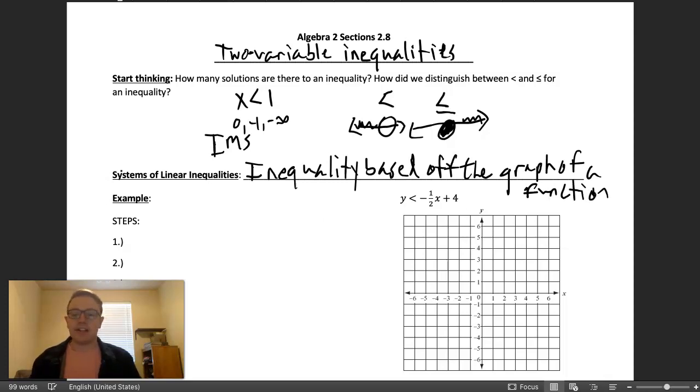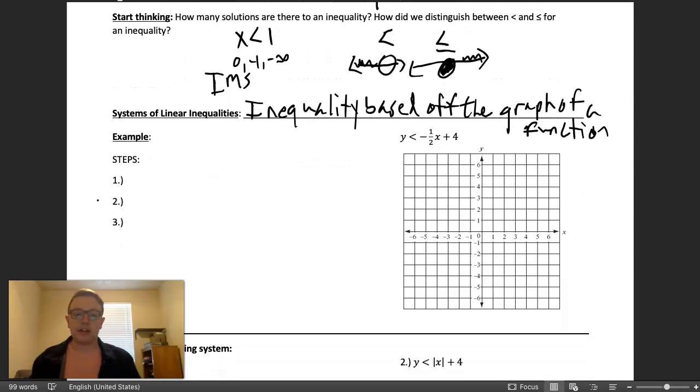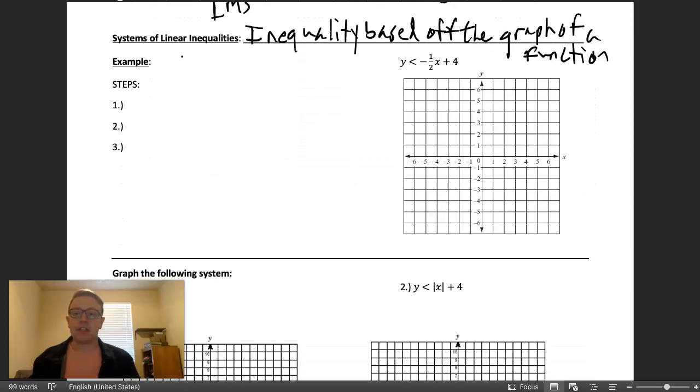Great, so let's dive into two variable inequalities. Here's how we go through the process of solving one, or getting the graph of one. Our first step is going to be graph the equation like there was an equal sign. And there's just one key distinction here. We have to be looking out for whether we have just a less than or a less than or equal to sign. In this case, we just have a less than. We'll get to that in a second.